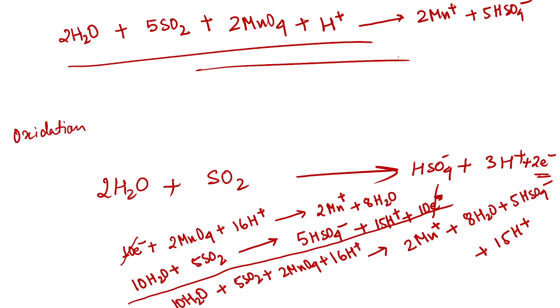This was the method we used, the ion electron method. It is known as the ion electron method because we have used electrons and we have used ions. So this is the second method of balancing. Now using this technique, you have to balance all the remaining reactions. If the method is mentioned, you have to do it by the ion electron method.